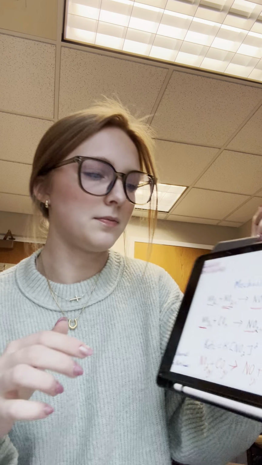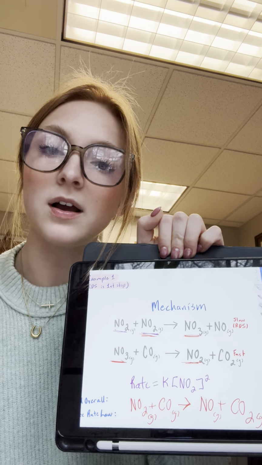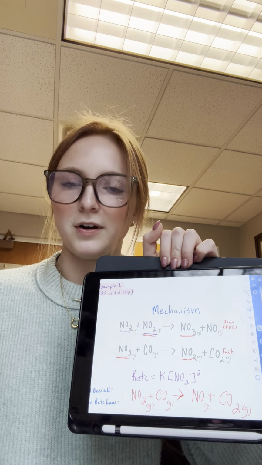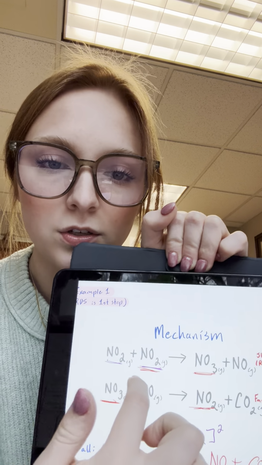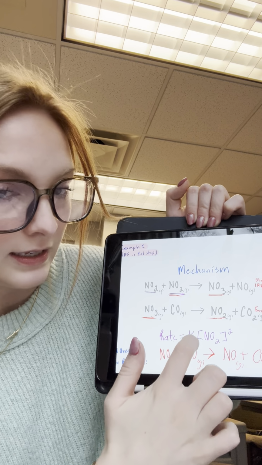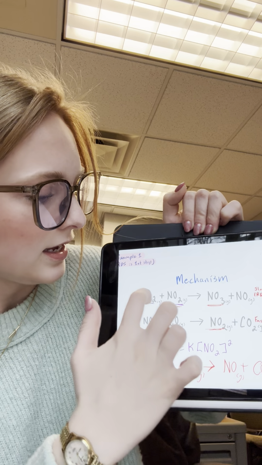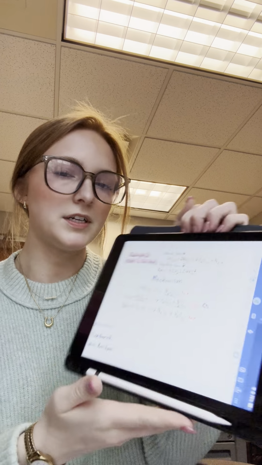For your rate law, this is the different portion. Your rate law, like we said, comes from the rate determining step. So this is your slow step. This is your rate determining step. And we know that rate law is rate equals k times the concentration of the reactants raised to the order. So these are reactants. So our rate would be rate equals k times the concentration of NO2. Since there's 2 NOs, it's raised to the second power. Simple enough.